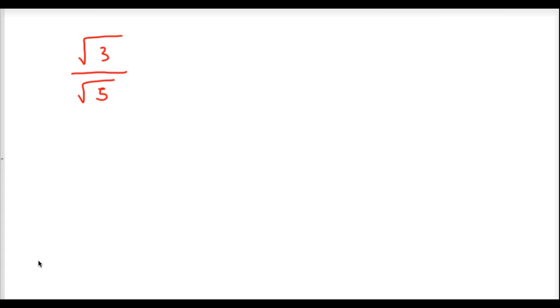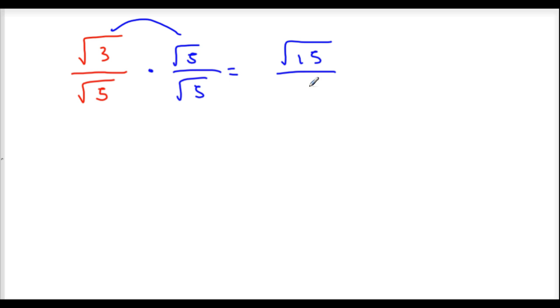Next example, radical 3 over radical 5. Can I simplify 3 over 5? No. Do I want this radical 5 in my denominator? No. Multiply both by radical 5. Excellent. Radical 3 times radical 5 is radical 15 over 5.